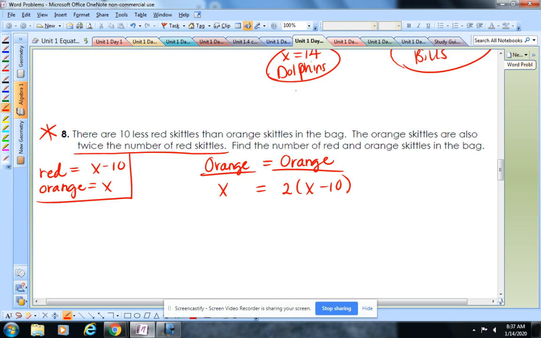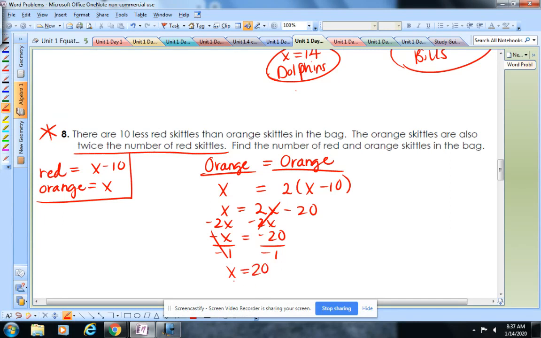Okay? So this is red. 2 times red equals orange, and X equals orange. Does that make sense? All right, so now I solve the equation like that. X equals 2 times X is 2X. 2 times negative 10 is negative 20. I'm going to subtract that 2X on both sides. What's X minus 2X? Negative X equals negative 20. And how do I get X by itself? Divide by negative 1. And X equals 20.